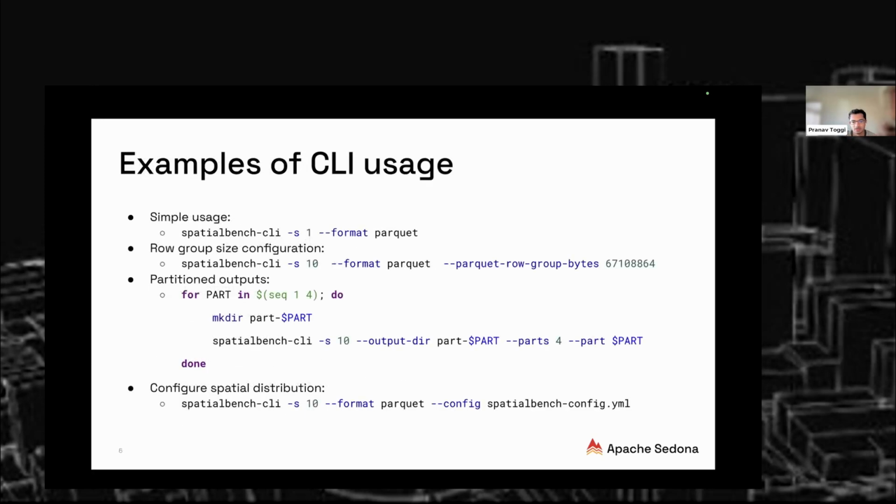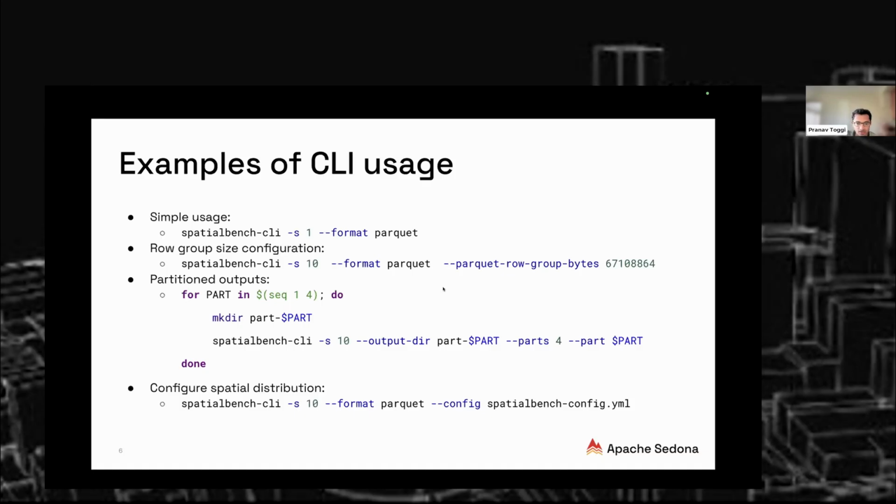Okay, so these are some examples of how to use the Spatial Bench CLI. These are some that I really like and are really awesome. The first one is just a simple way of generating Parquet files for all those Spatial Bench tables at scale factor 1. The second one gives you configurability about the row group size. By default, Spatial Bench is going to use 128 MBs as the row group size, and that is, of course, configurable.